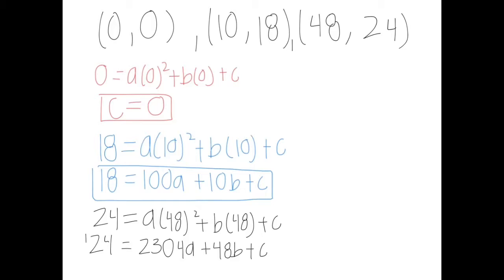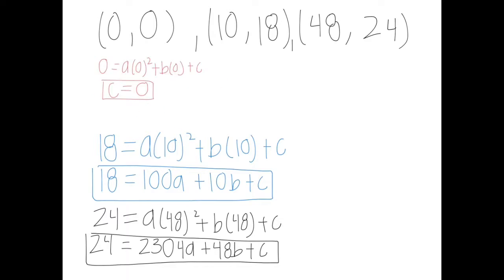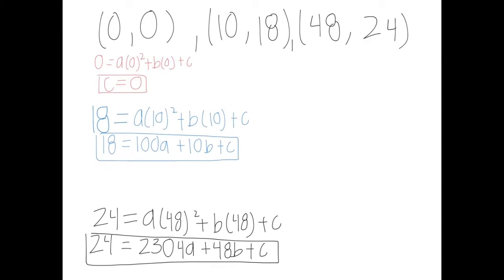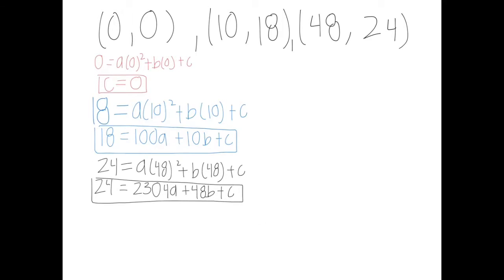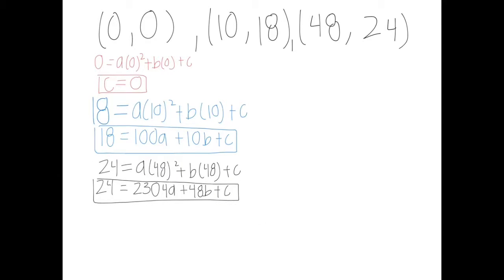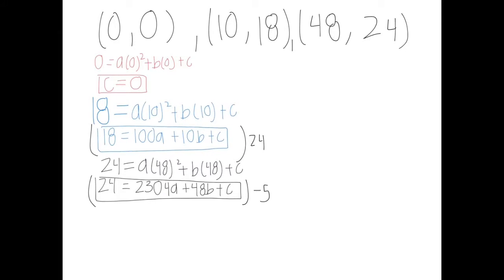Now we are going to use elimination, and our first equation already eliminated both variables a and b. We can use equations 2 and 3 to eliminate the b value. We have 10b and 48b, and the least common multiple is 240. So we multiply the second equation by 24 and the third equation by negative 5, so that the 2 b values will cancel out.